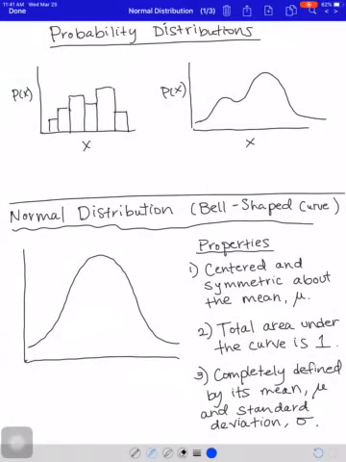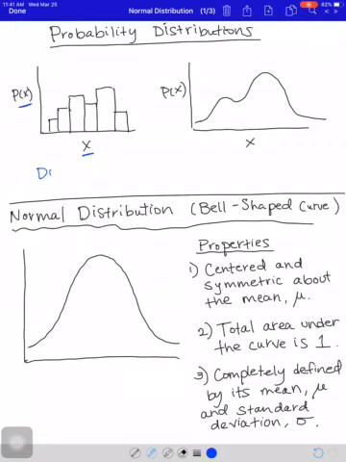Today we're going to talk about the normal distribution. The normal distribution is just a special type of probability distribution. So let's recall a little bit about probability distributions. If we have an experiment, then the random variable x tells us all of the outcomes of this experiment. And the probability distribution tells us the probabilities of each of these outcomes.